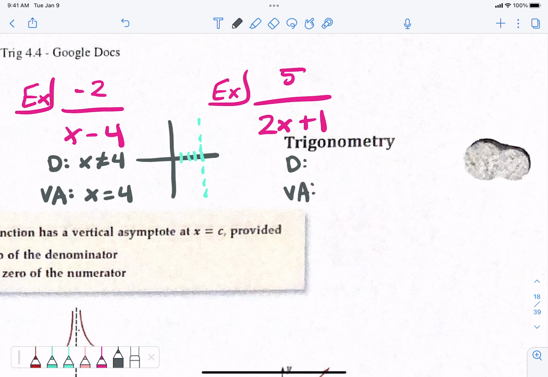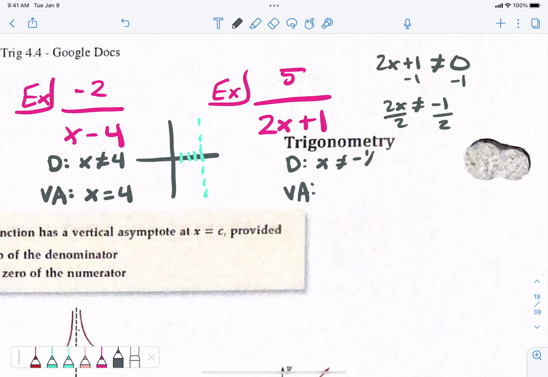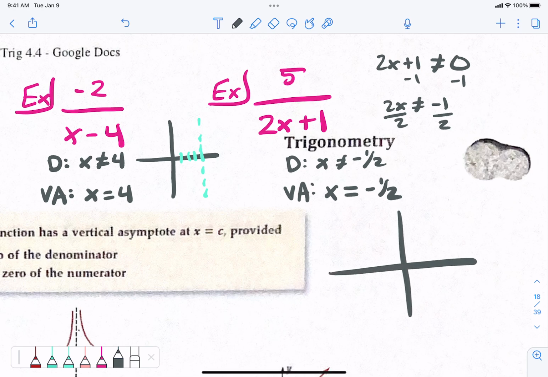Negative 1/2. Can you do that in your head? Yeah. If you can't do that in your head, 2x plus 1 can't be 0, right? Subtract the 1 over, 2x can't be negative 1, and divide by 2. So x can't be negative 1/2. Okay, some of you guys can do that in your head, great. That's because a VA is happening at x equals negative 1/2. So when you're finding the VA, it's like the opposite of domain, right? A VA at negative 1/2 would be like, here's 1, negative 1/2 is right there, okay? That's what it would look like when we start to put the graphs together.